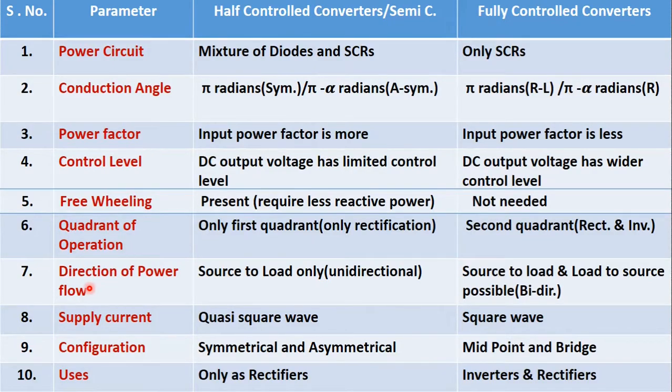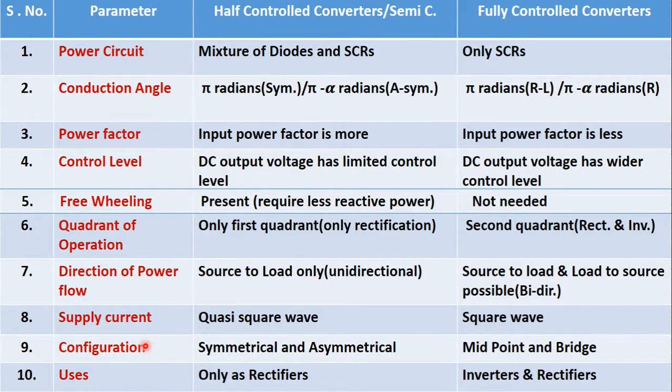Seventh one is direction of power flow. In the semi-converters, the direction of power flow is unidirectional, that means the power flows only in one direction, that is from source to load only, whereas in fully controlled converter, the direction of power flow is from source to load and load to source. Both are possible. Therefore, bidirectional power flow is possible in the fully controlled converter.